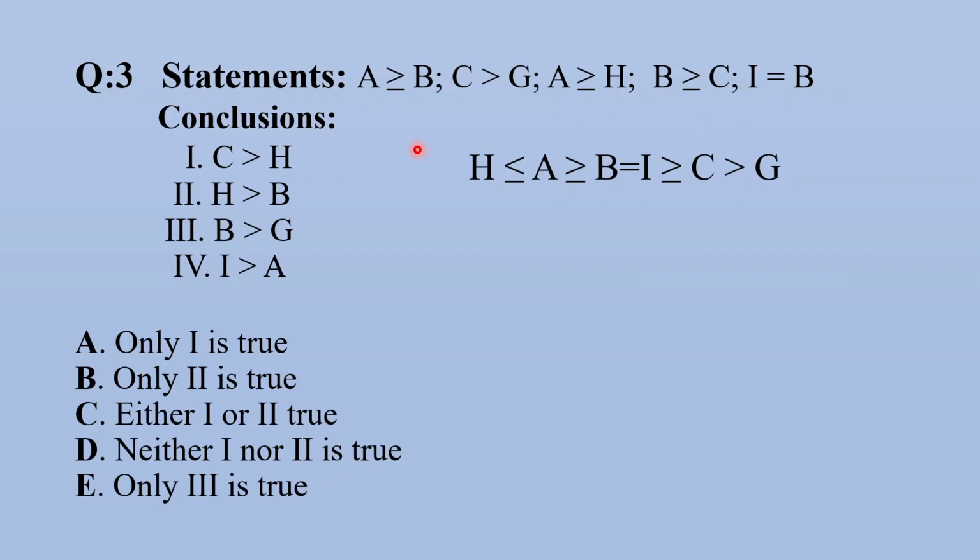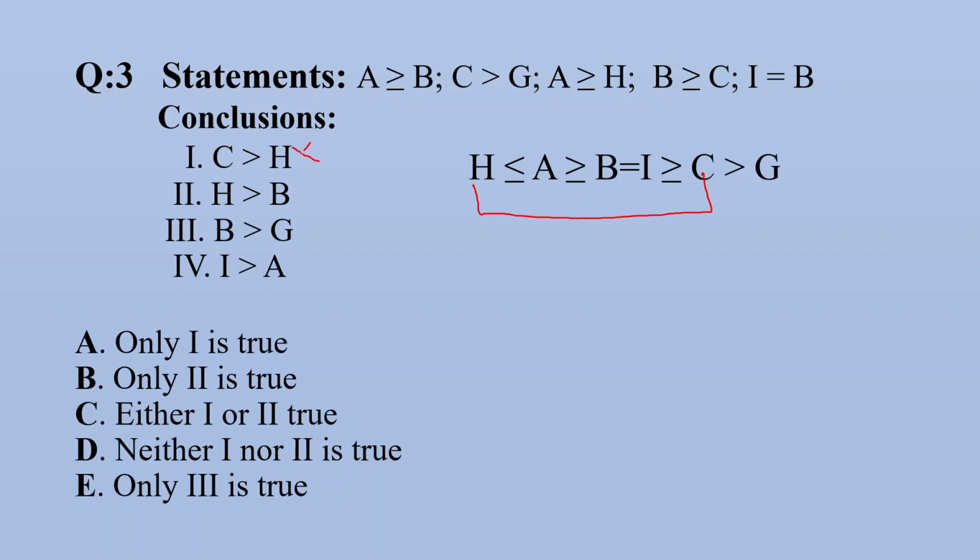Now I will see the conclusion based on this. Now I don't have to do anything with this. I will see only this. So the conclusion one is C is greater than H. So this is H here and this is C here. Now while traveling from H to C, you can see here the signs whose mouths are open in the opposite direction. Hence there is no relation which can be set up between H and C. So our conclusion one is wrong.